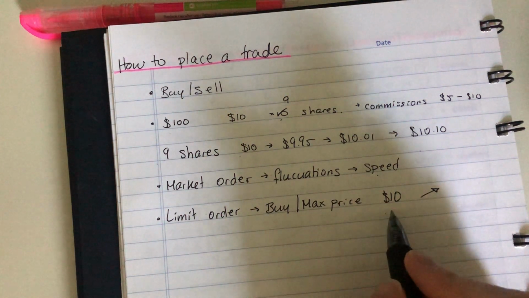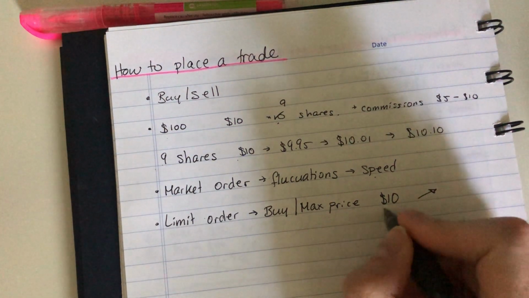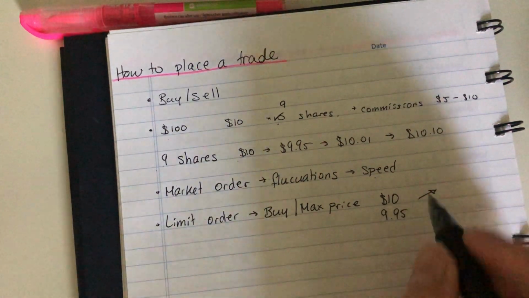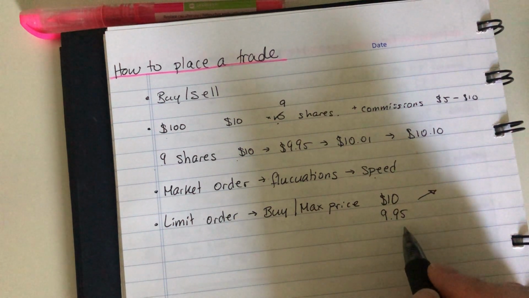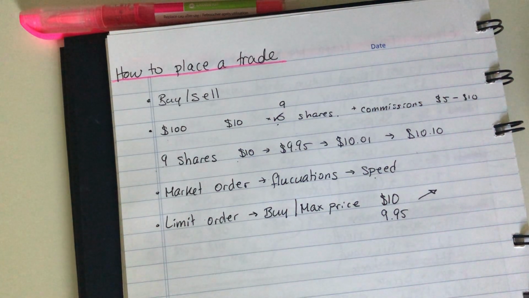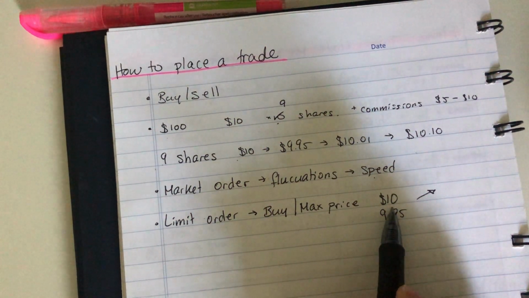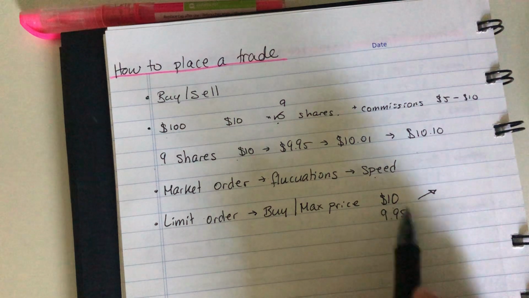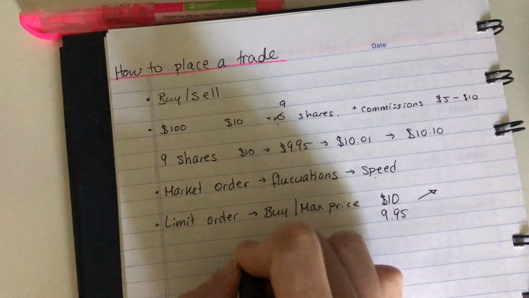If when you put your trade, you put in a limit order of $10 and the value of the stock, let's say, goes to $9.95, it could very well be that you buy your shares at $9.95. So there is a little bit of fluctuation with the price. It's not exactly $10 you'll get it filled at, but the maximum that you'll pay is $10 in this case. So again, you have more control.